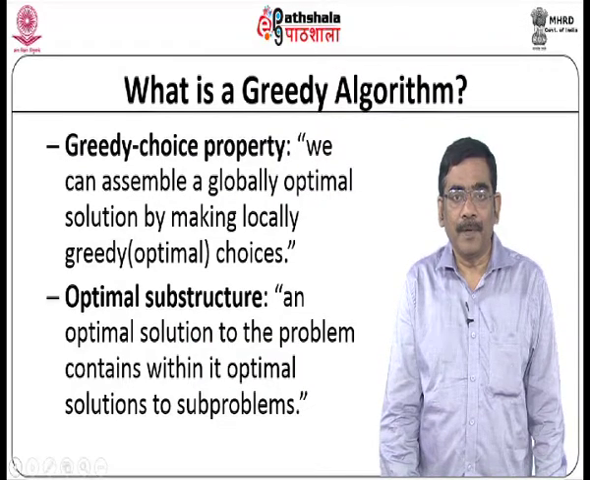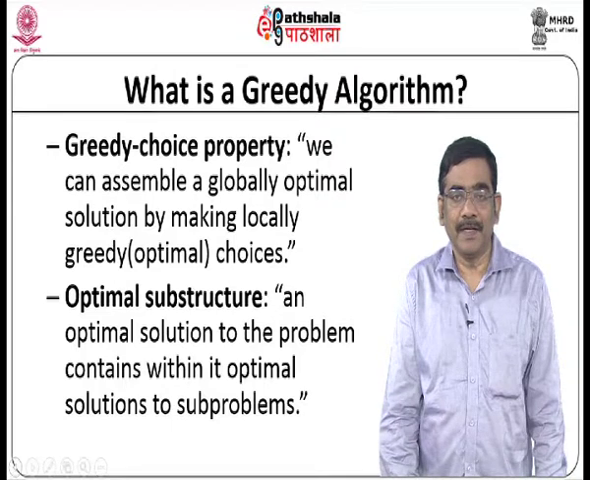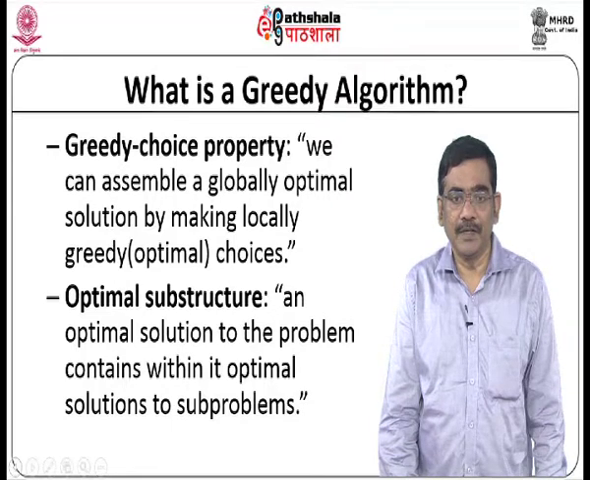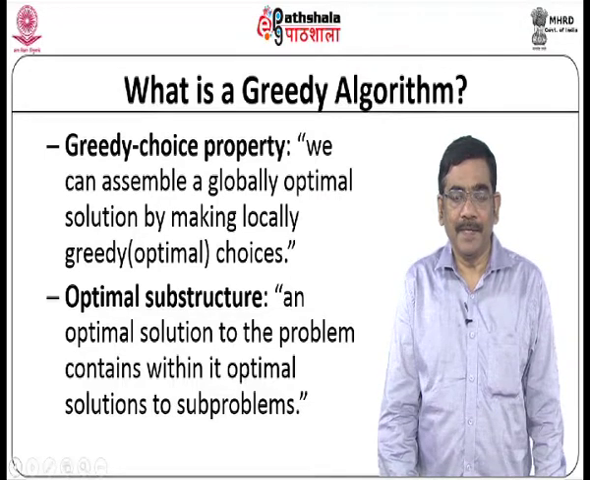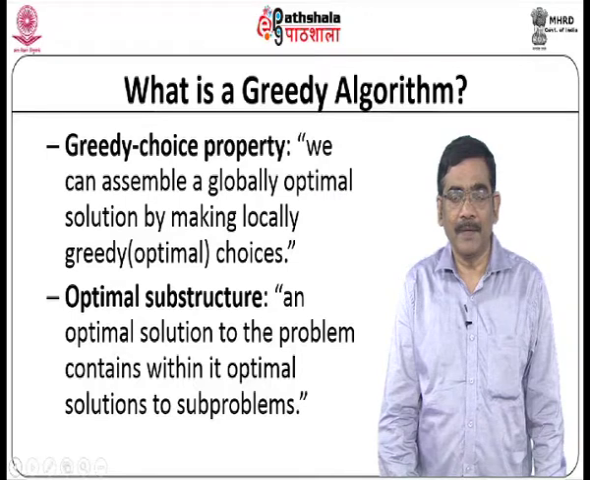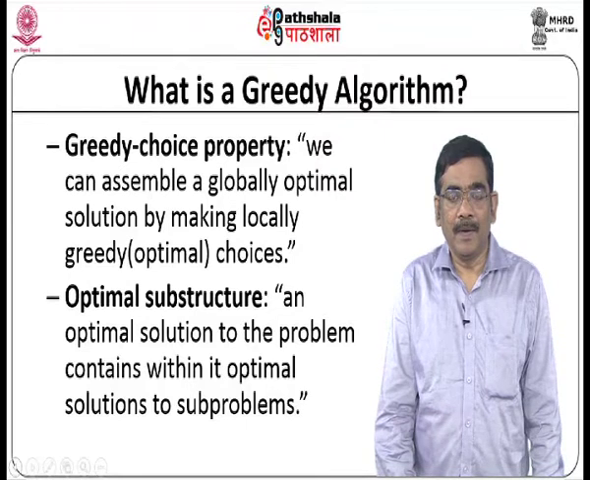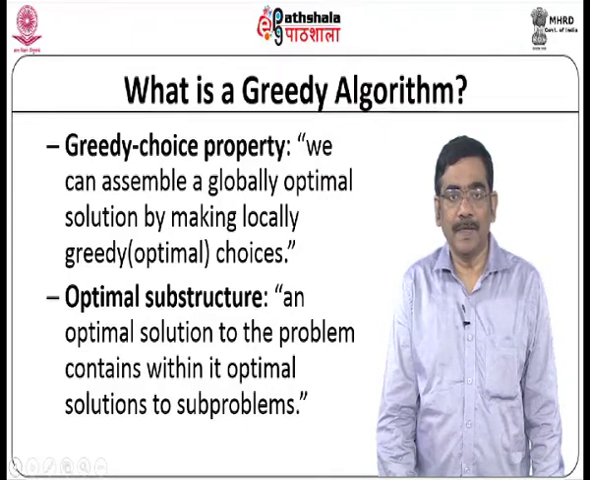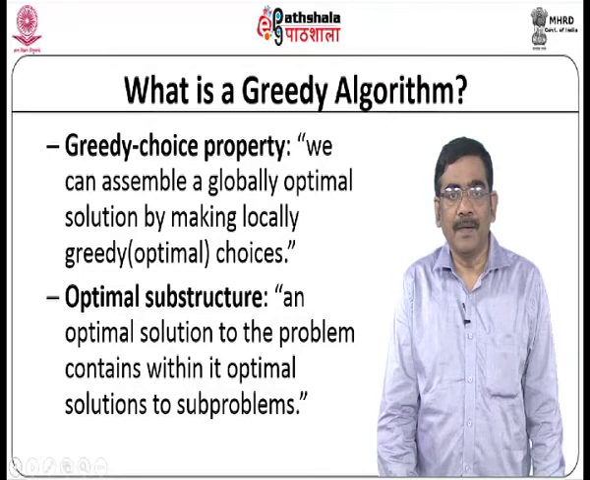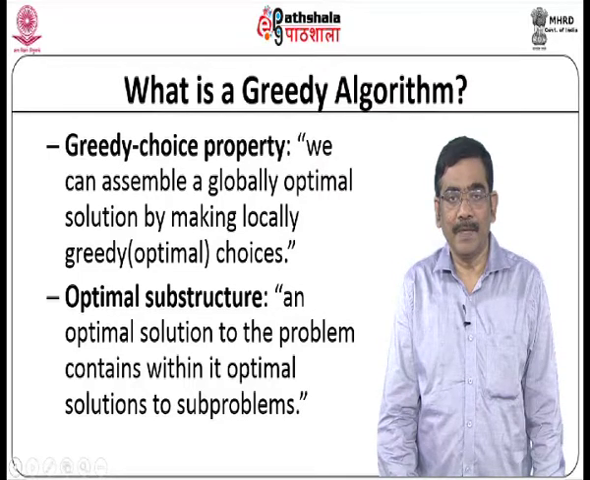So, the optimization problems are supposed to satisfy these two properties. One is the greedy choice property. That means we take lots of locally optimal decisions, and when we combine all these locally optimal decisions, we get the global optimal solution. And similarly, the optimal solution is considered to be a sequence of solutions that are optimal for solving the subproblems.